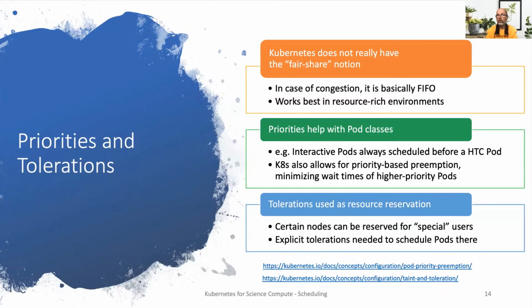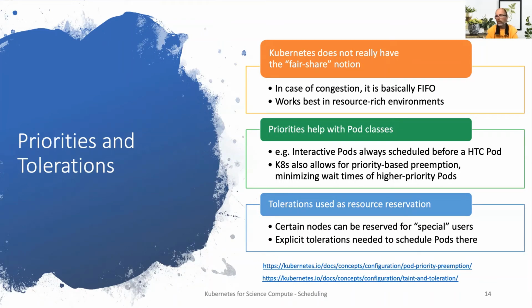And Kubernetes also allows for priority-based preemption. That way, lower priority pods can go away fast, but they can keep using the resources whenever there are no higher priority pods. That's really the only way to keep resources utilized 100% of the time without incurring excessive wait times for the higher priority pods. And finally, there is a notion of tolerations in Kubernetes.